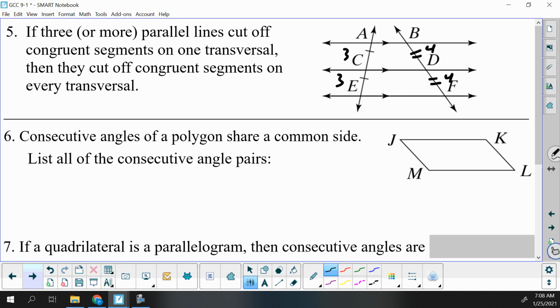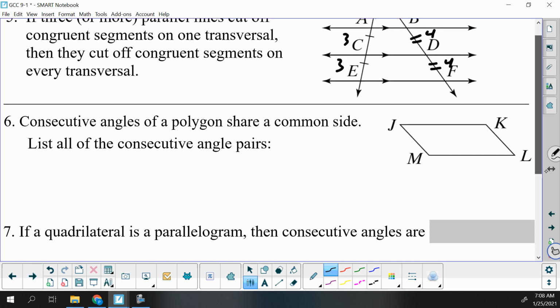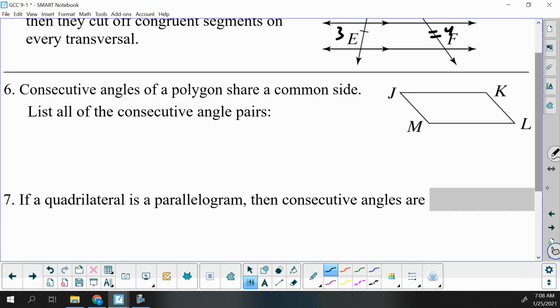Now, in 6 and 7, the last reason from our green card that we haven't talked about yet is about consecutive angles. So let's first talk about what consecutive angles are. If you go around in a circle with the angles in your parallelogram, consecutive are just one right after the other. So like J and K would be considered consecutive angles. K and L would be considered consecutive angles. L and M and J. So one right after the other when you go around in a circle.